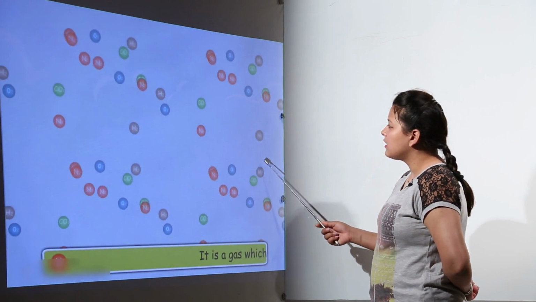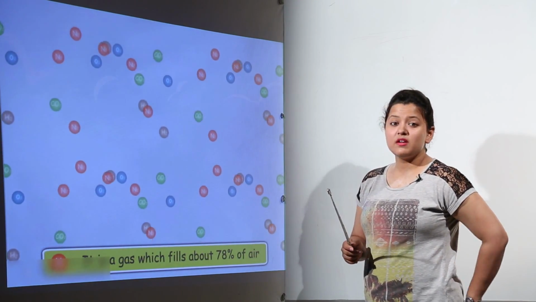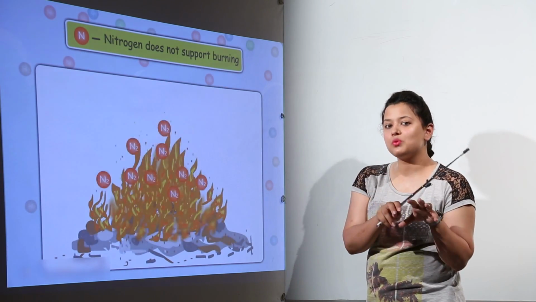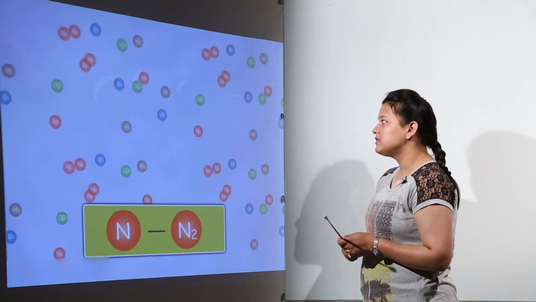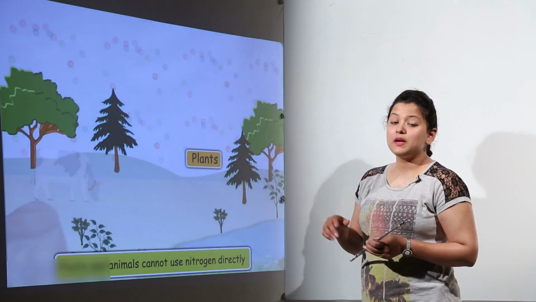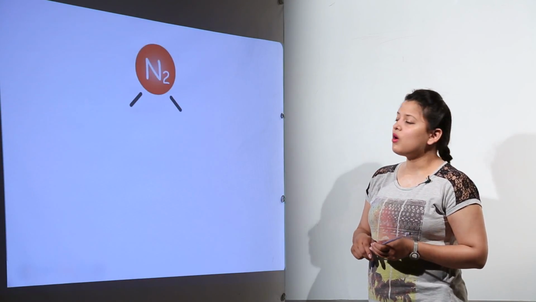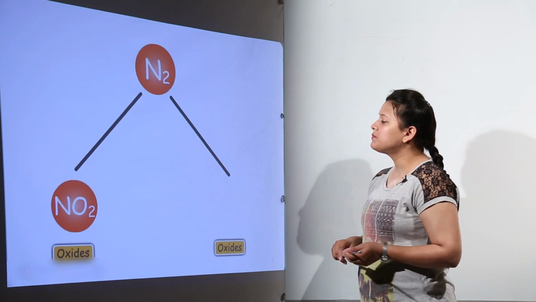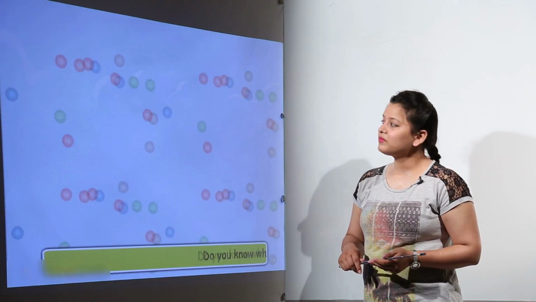Nitrogen is a gas which makes up approximately 78% of air. So it is actually comprising 78% of the total air, but it does not support burning and it is always present in some form or the other. But being in so much quantity, it cannot be used by the plants and animals directly. It is present in two types of oxides, NO2 and NO.